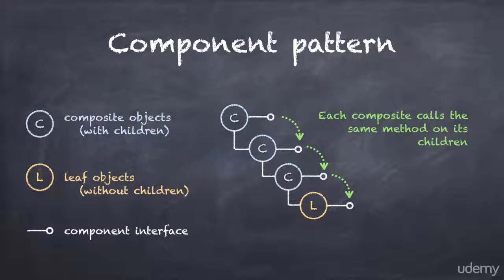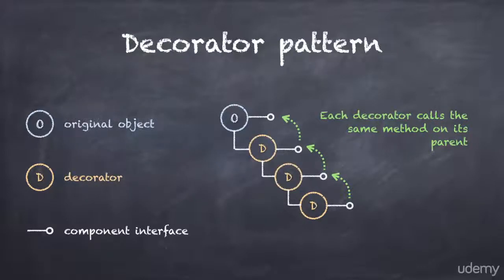Now, the decorator pattern is very similar. Again, we have a nested structure of child objects, but now the original object is at the root of the tree, and the child objects are called decorator objects. The original objects and the decorators all share the same interface. Each method first calls its parent, which may either be another decorator or the original object, and then it performs additional functionality. By stacking objects in this manner, you can effectively add any kind of behavior to any object.